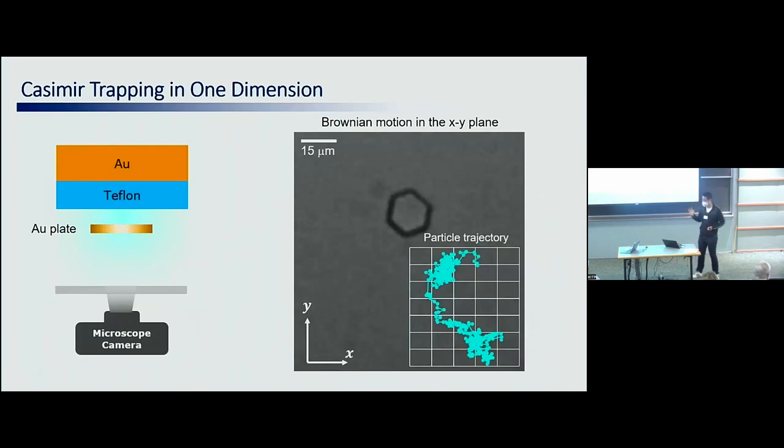To observe the trapping phenomena, we put the whole thing upside down and look at it with a microscope. A few of the gold plates, due to gravity, may fall onto the bottom of the microscope, but we see many of the gold plates are levitated, and they are doing two-dimensional Brownian motion like this, and we can track their position, and it gives a Brownian trajectory.